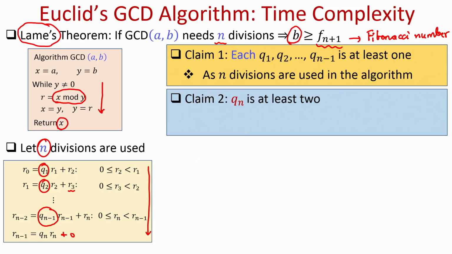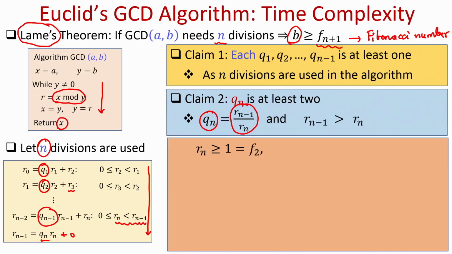The second claim is that the last quotient here, qn, is at least 2, and this is because qn is the ratio of the (n-1)th remainder and the nth remainder, and I know that the (n-1)th remainder is strictly greater than the nth remainder, because in each iteration x is strictly greater than y. So, now if my quotient has to be an integer value, I have numerator greater than denominator, and this fraction, R(n-1) over Rn, has to be an integer value. So, that means the minimum value of qn is at least 2.